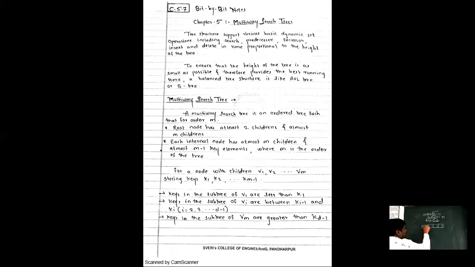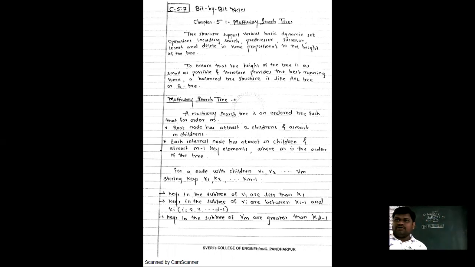So how many children are you able to consider? Here we have 10, 20, 30, 40. It's m minus 1, so the value is 4. That means you are able to consider 4 values in a single node, and the maximum children you are able to consider here is 5. Up to this, all of you understood the node structure in a multi-way search tree.